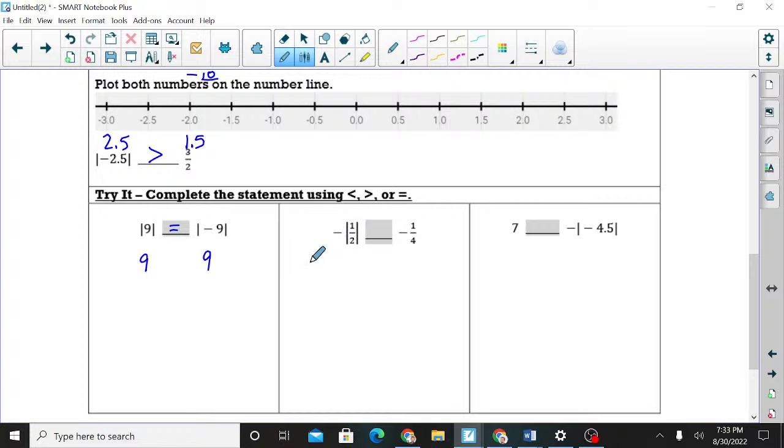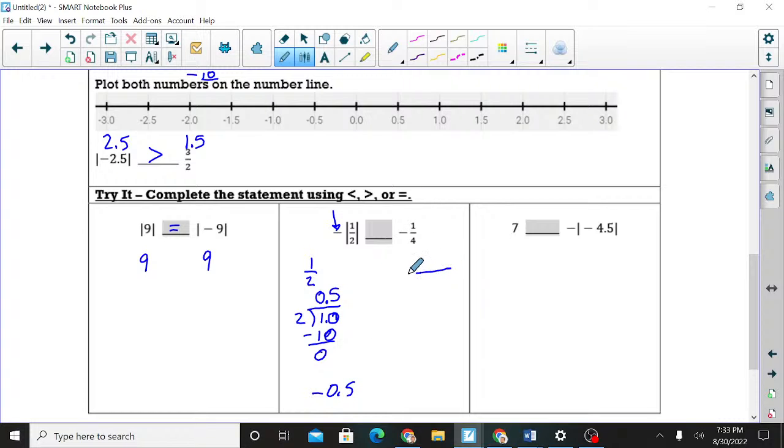Next, 1/2. The absolute value of 1/2 is 1/2. And 1/2, in case you don't know, as a decimal is, 0, drop the decimal point, 2 goes into 10 5 times. So the absolute value of 1/2 is the same as 0.5. But notice we have this negative sign out here. So we're looking at negative 0.5.